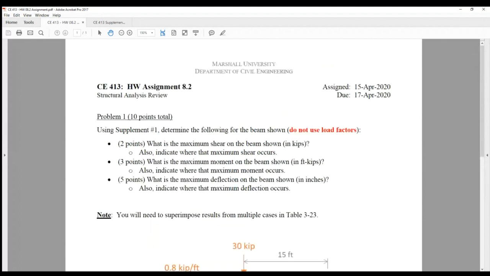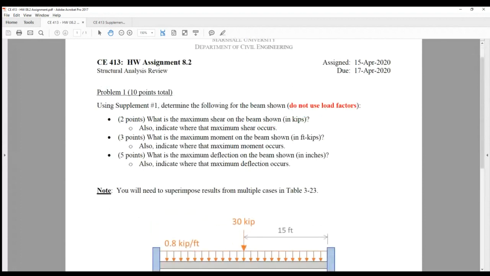And so this homework is really just making sure that everybody's comfortable with how to compute the shears, how to compute the moments, how to compute the deflections, because the last thing that I want is for that to trip you up on the final. I don't want the structural analysis to be a problem at all.